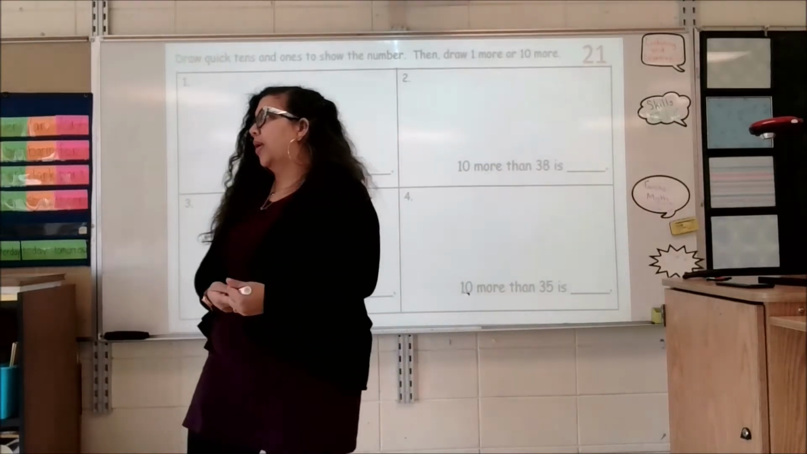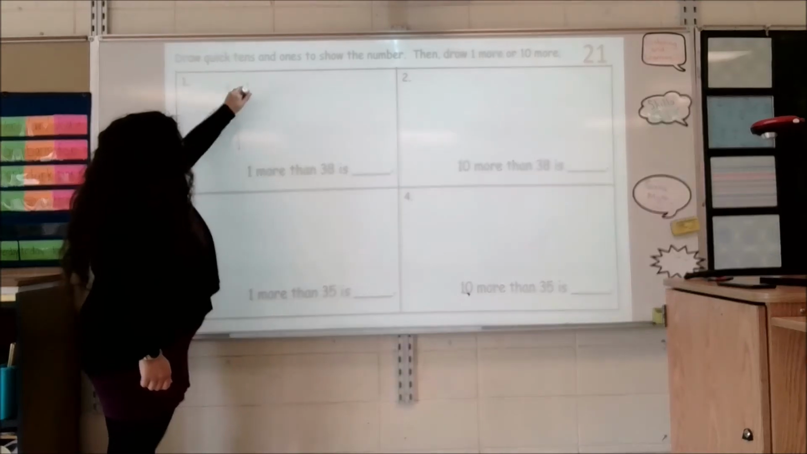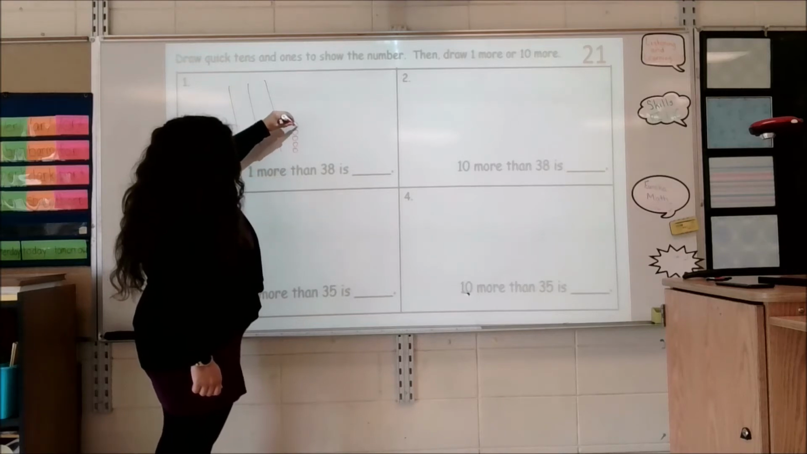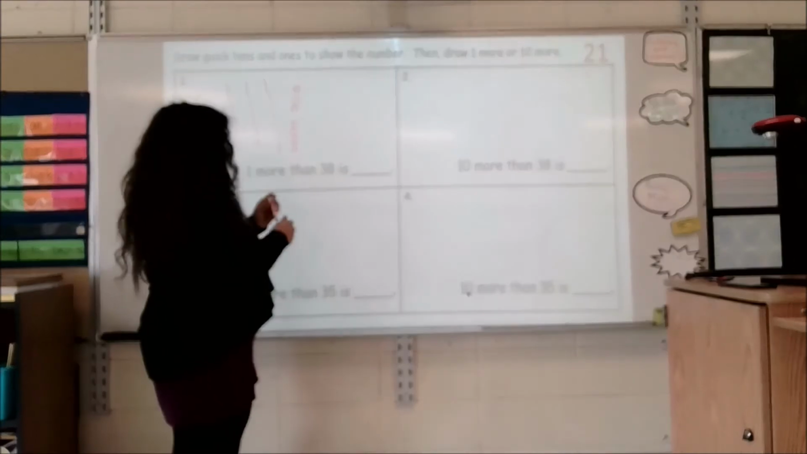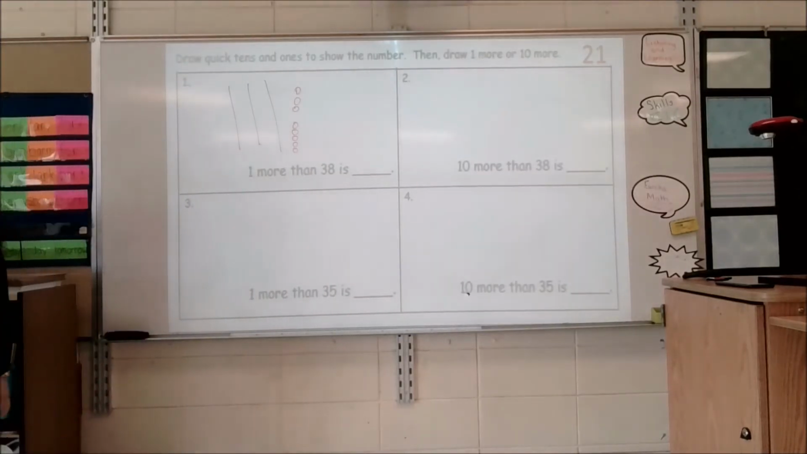38. Using our new quick 10 strategy, let's draw 38. 10, 20, 30, 31, 32, 33, 34, 35, 36, 37, 38. We are told that 1 more than 38 is blank. 1 more than 38 is blank.